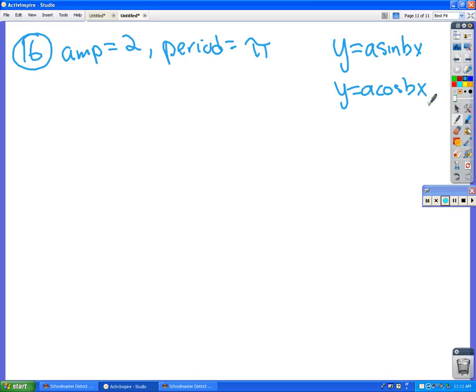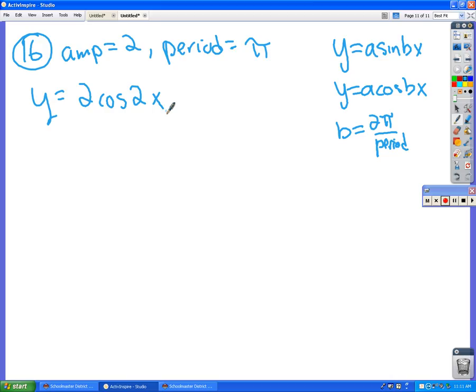Would it be 2 cosine b? Yes, it would be y equals 2 cosine, because the amplitude is 2. And then the only hard thing is we have to figure out what goes in front of the x. b is 2 pi divided by the period, which is pi. Since the period is pi, 2 pi divided by pi is 2. So it's 2 cosine 2x, or theta, or whatever you want.